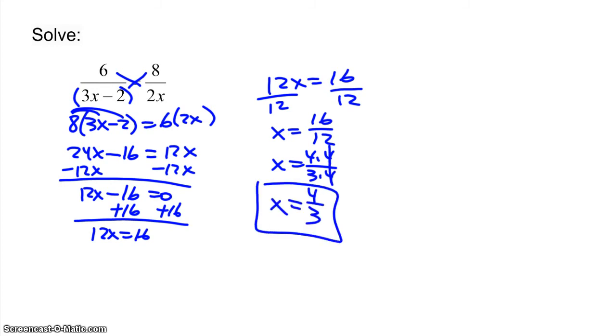Now, one thing you should always do, especially if you have an x in the denominator of fractions, is whenever you have an answer, you should double check to make sure that plugging it in wouldn't cause a 0 in any of the denominators, because that would make the equation undefined. It looks like we're okay here, right? Even if I plug 4/3 in to the 3x minus 2, I would have, let's see, 12 minus 2 would be 10. So it looks like we're fine.